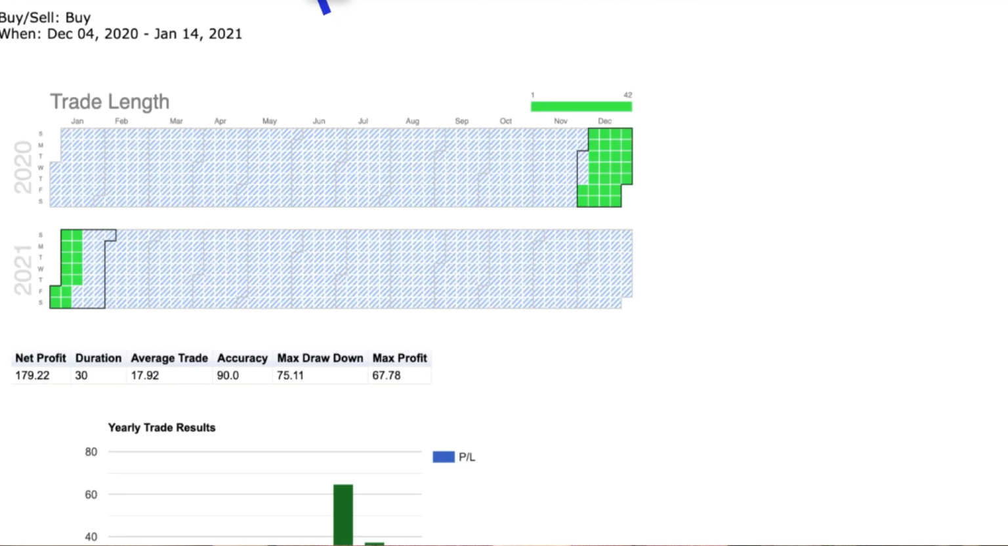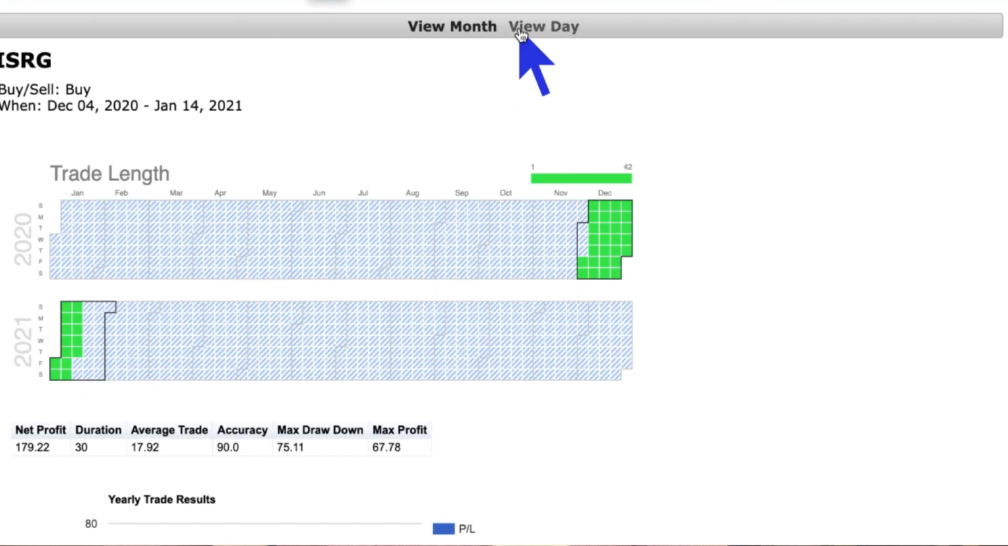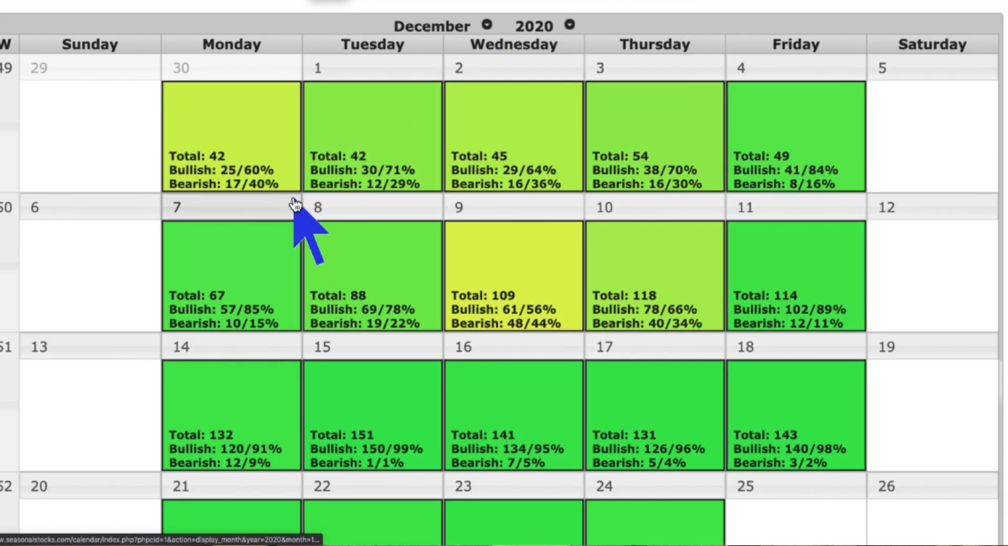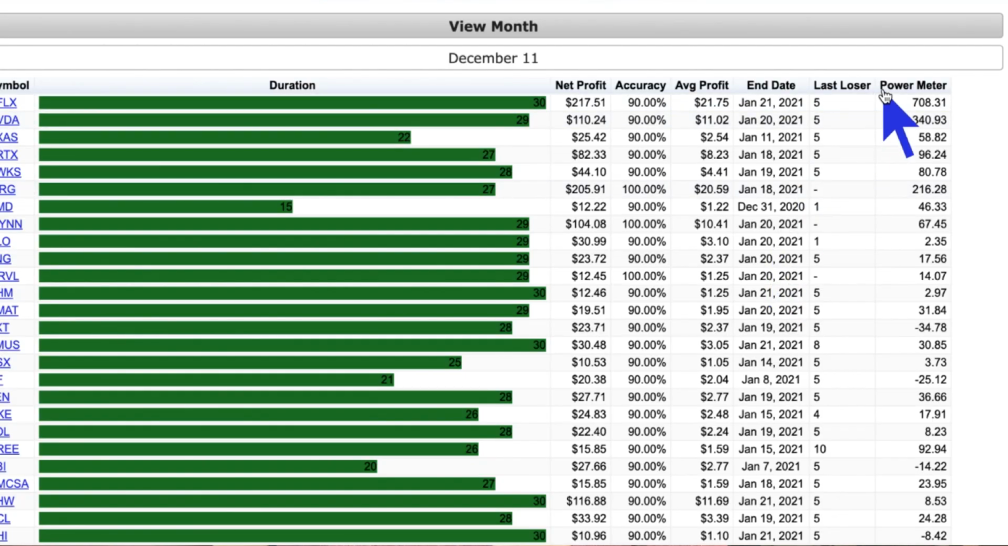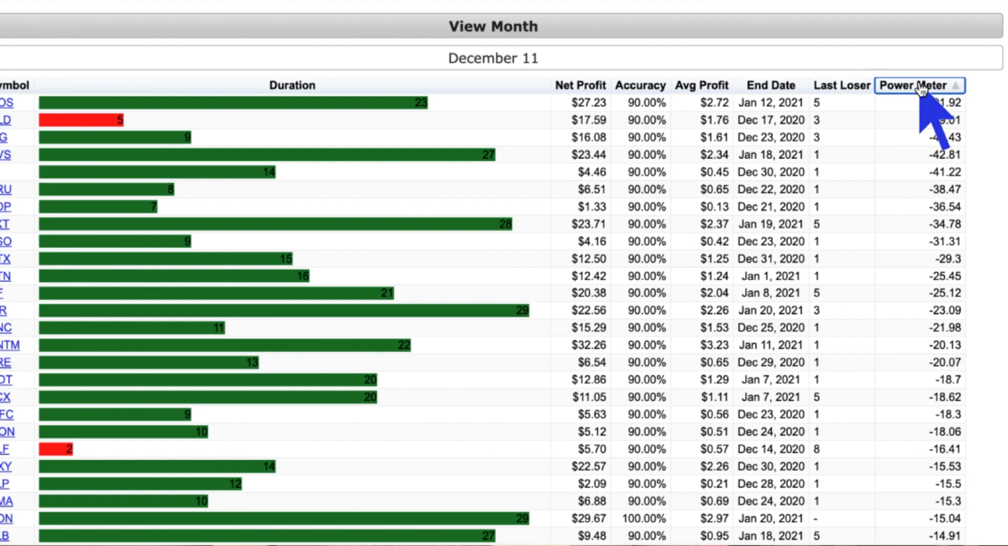I'm going to do this again. We'll take a look at the money calendar one more time. Let's go back and view the month once more, and take a look at next week, the week ending December 11th. I'm going to do the same thing. I'm going to look at the ranking. I'm going to re-rank by power meter.